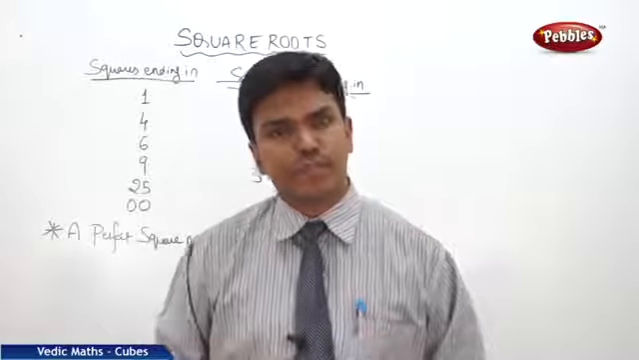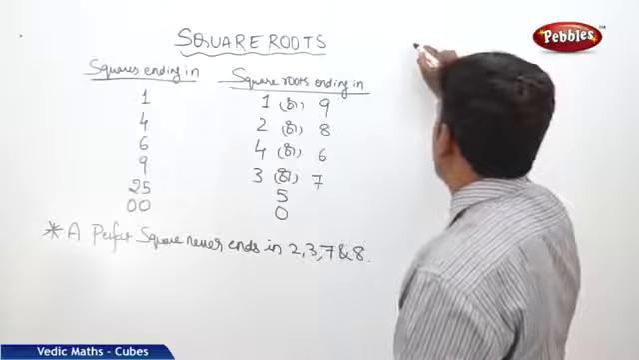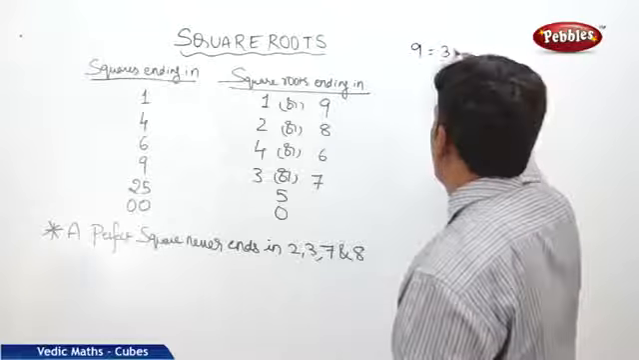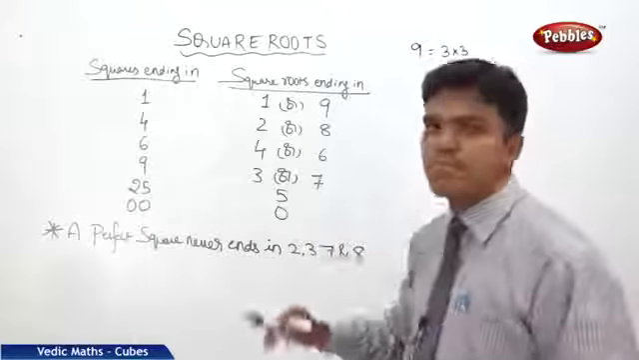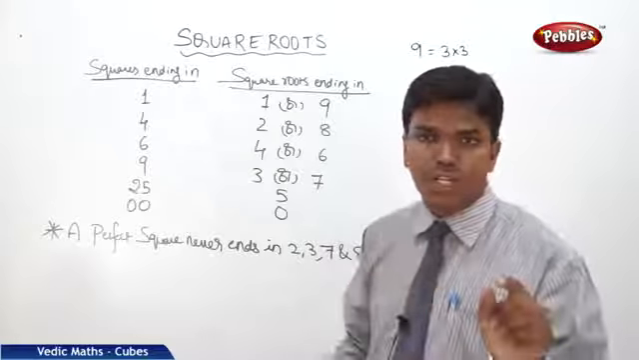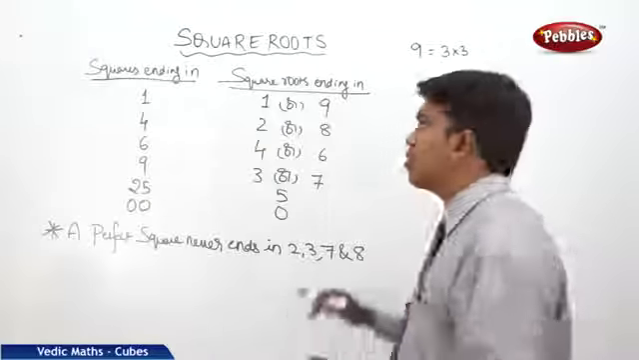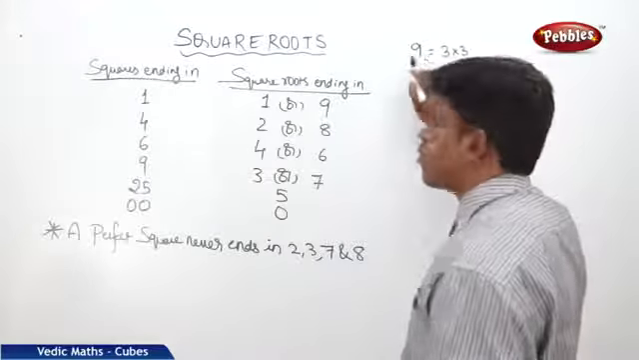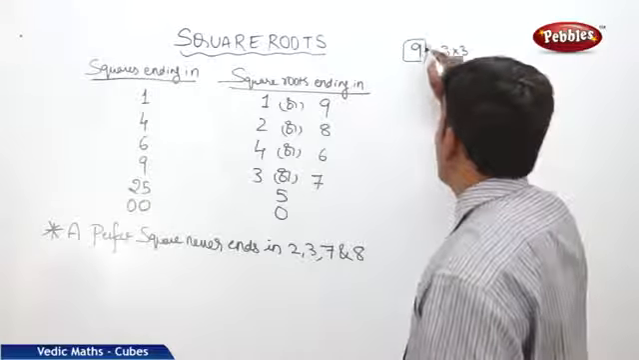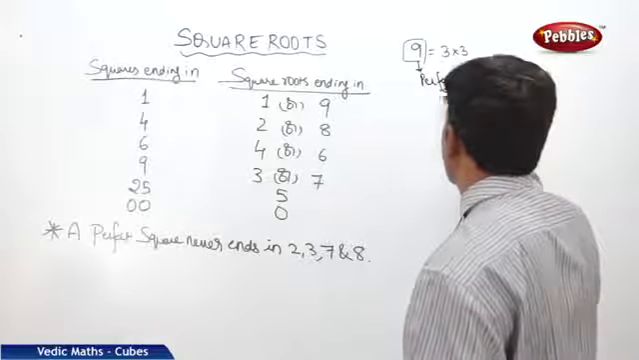So what do you mean by perfect square? For example, if I take the value of 9, 9 can be written as the product of two same numbers, 3 into 3. Similarly, 16 means 4 into 4. So those numbers which can be written as a product of two same numbers are known as perfect squares.